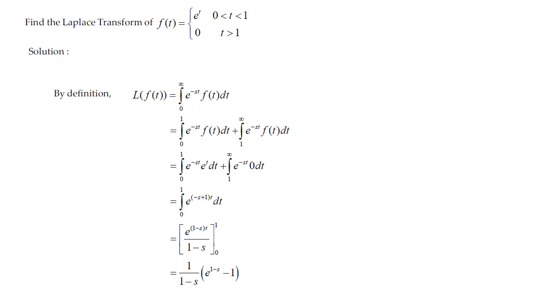In the place of f of t, we are going to put e to the power of t, since in the question they have given that f of t is equal to e to the power of t. Therefore, we get the integral from 0 to 1 of e to the power of minus (s minus 1) t dt. When we integrate this with upper limit 1 and lower limit 0, we get the answer as 1 divided by (1 minus s) times (e to the power of (1 minus s) minus 1).